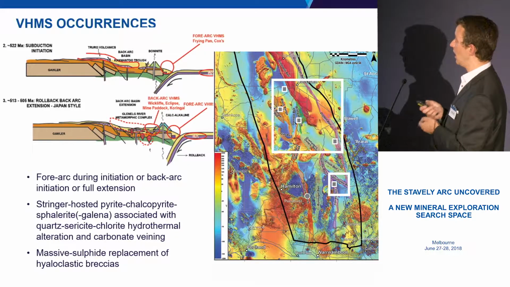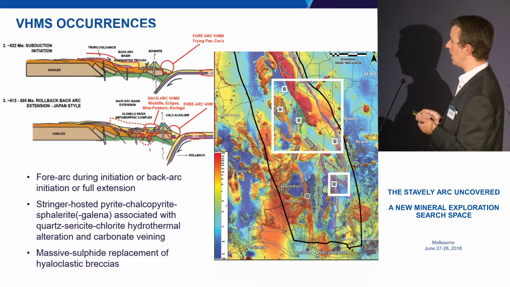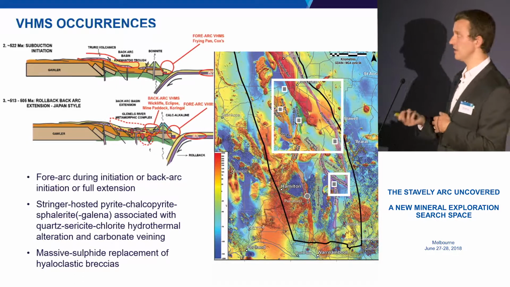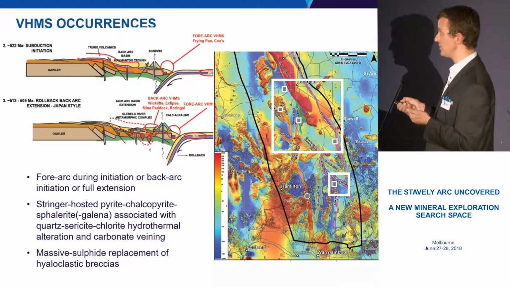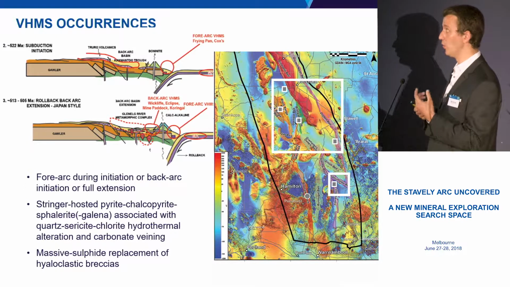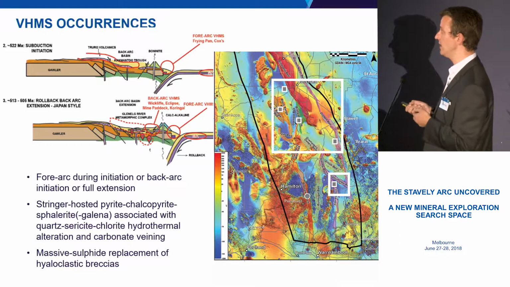Moving on to VHMS occurrences. We've already discussed that they could be related to fore-arc initiation or back-arc during initiation of subduction, or back-arc initiation or full extension back-arc spreading.